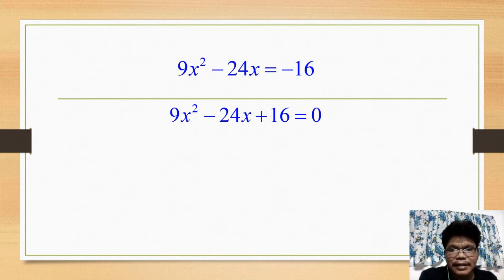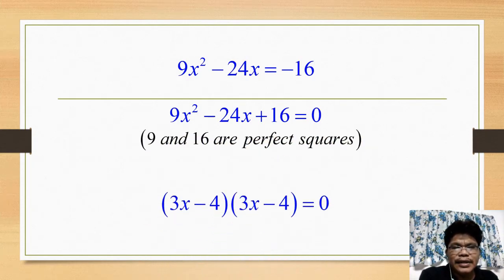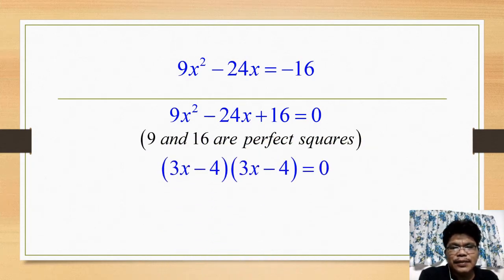So both negative. Okay. So the perfect factor of 9, of course, we have 3 times 3. The perfect factor of 16 is 4 times 4. And then we're going to use the sign of the middle term, which is minus. So that's why it becomes 3x minus 4, and then 3x minus 4 equal to 0. So apply now what we call the zero factor theorem, the zero factor property. So it becomes 3x minus 4 equals 0.